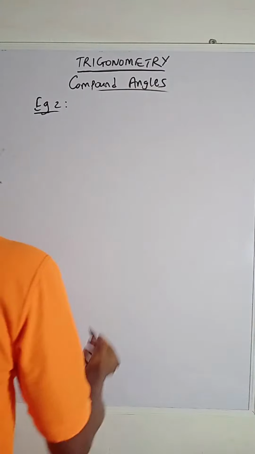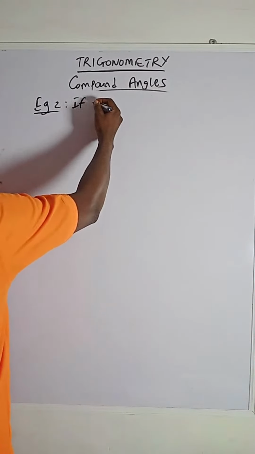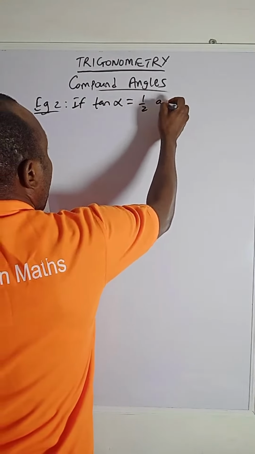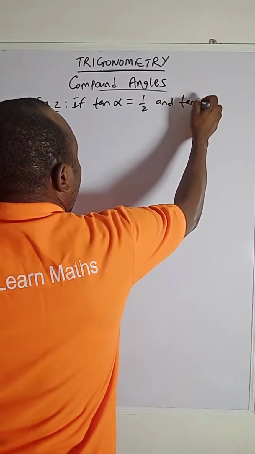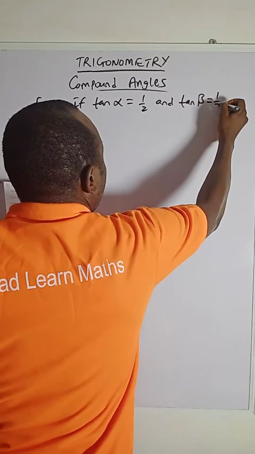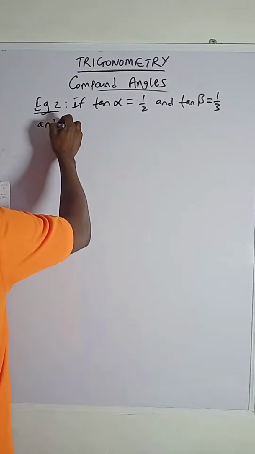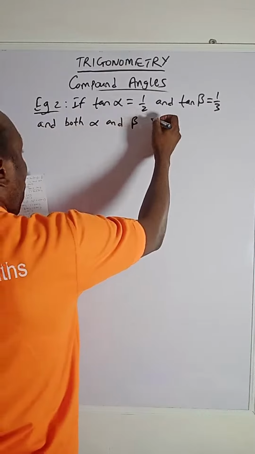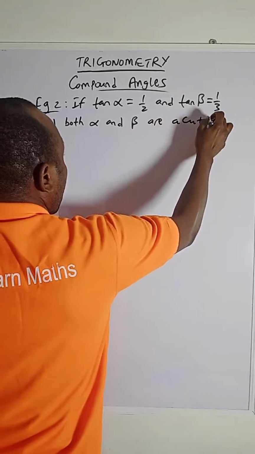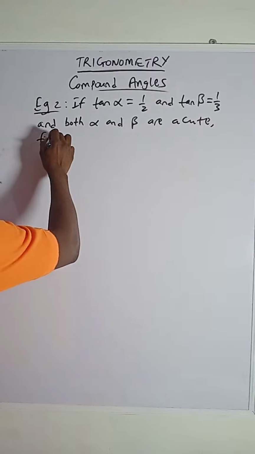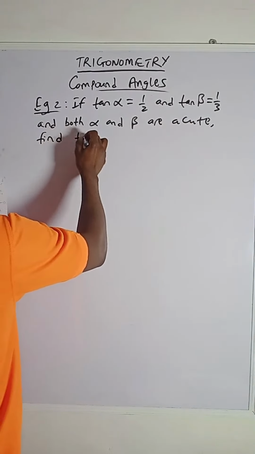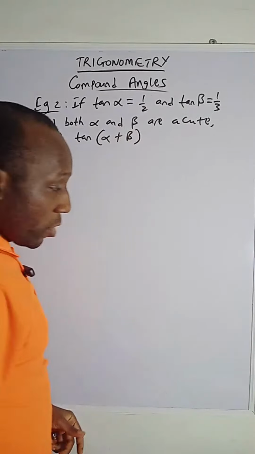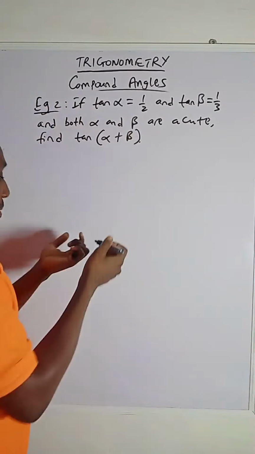Okay, we have one question. This one says, if tan alpha is equal to 1 over 2 and tan beta is 1 over 3, and both alpha and beta are acute, find tan(alpha + beta). Okay, so we're told specifically that alpha and beta are acute.